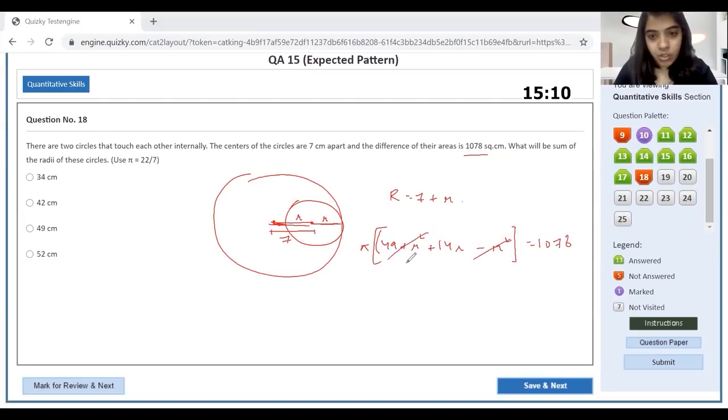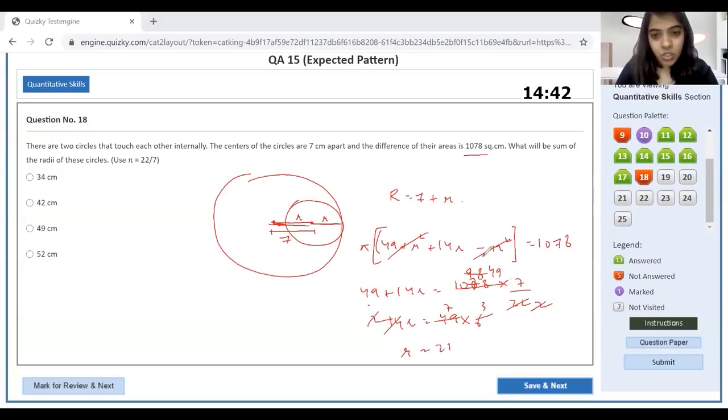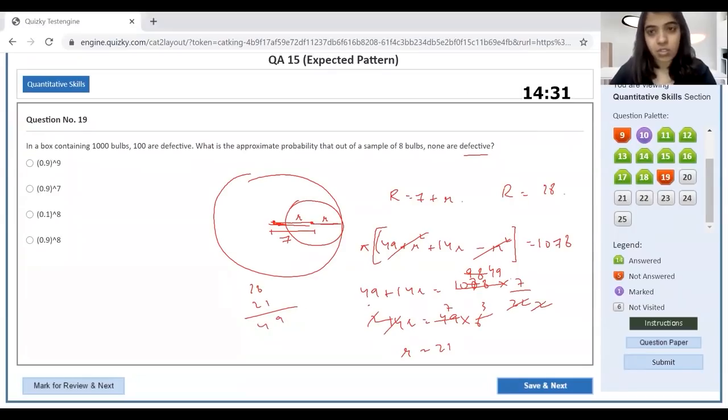So what do we have? r square gets cancelled. 49 plus 14r is equal to 1078 into 7 by 22. 11 2s are 22, 11 9s are 99, 8s are 88, 2 49. 49 into 7. 14r equals 49 into 7 minus 49, which is 49 into 6. r is 7 2s are 14, 7 7s are 49, 2 3s are 6. r is 21. If r is 21, big R is what? 21 plus 7, 28. Sum of these radii, so 28 plus 21, 49. 49 is our answer.